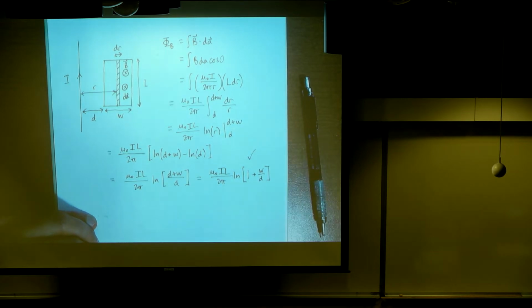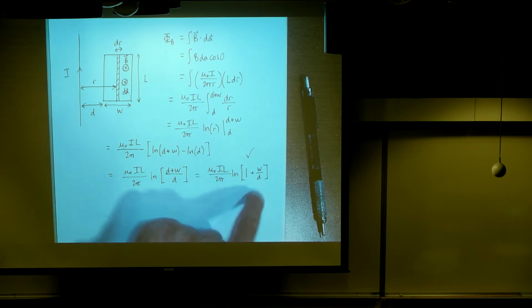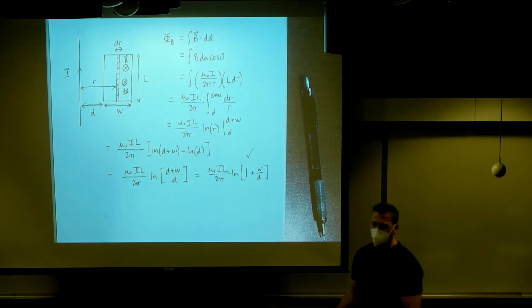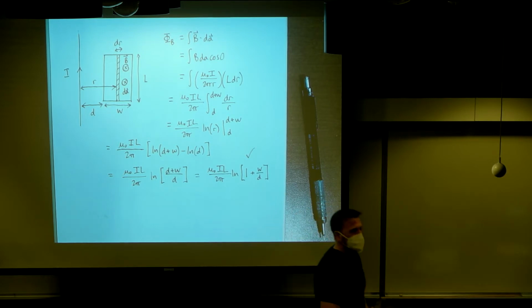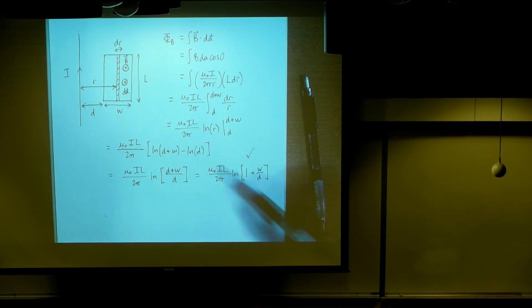Okay? So that's a symbolic formula for the total flux through this surface, given that this is a non-uniform field. Okay? So any questions on how I sort of set this all up for the integral?